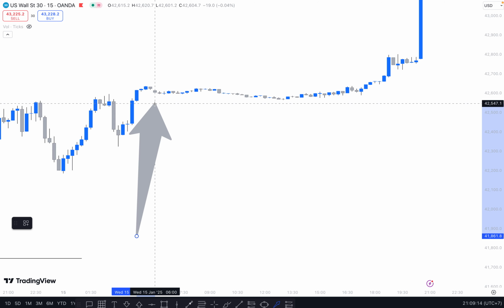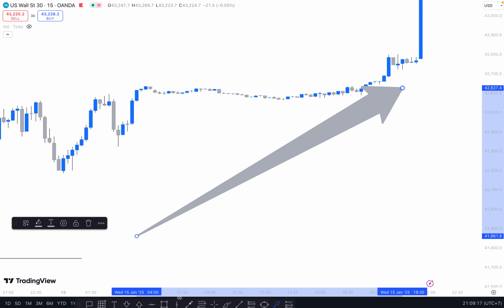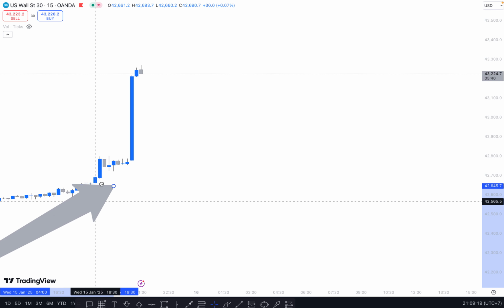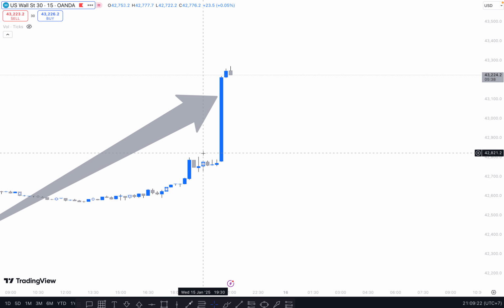So what we're going to do now is pay attention to what's happening here. Right now we see this impulse, and this impulse was caused by what? US dollar news, because we're trading US 30.